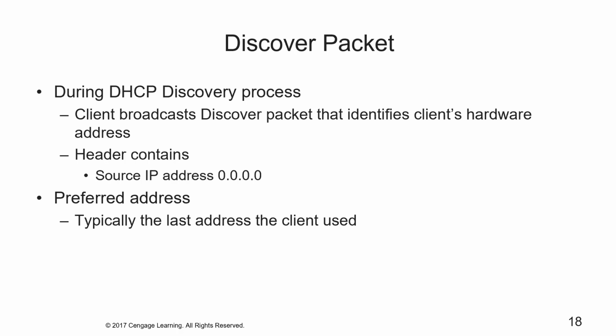So the discover packet. During the DHCP discovery process, the client broadcasts a discover packet that identifies the client's hardware address. The header contains the source IP address of 0.0.0.0. The preferred address is typically the last address the client used.